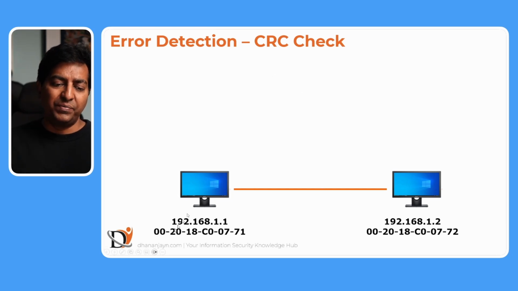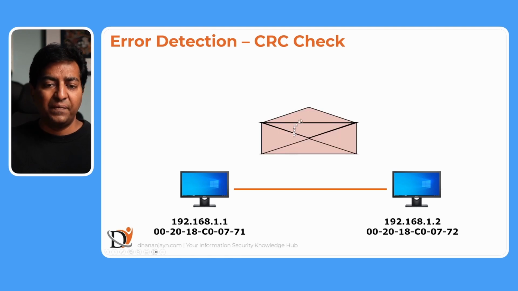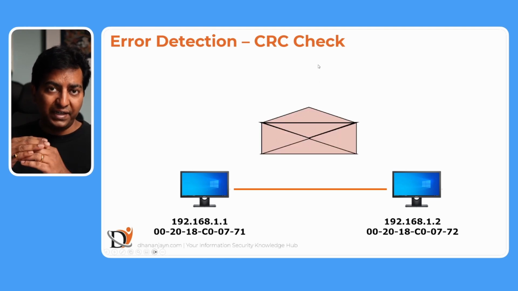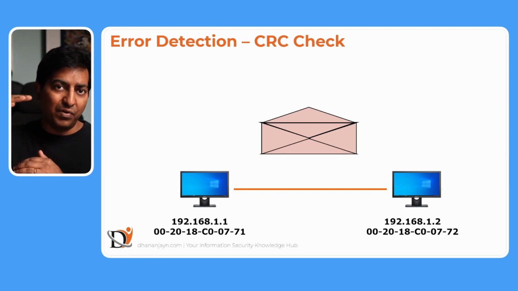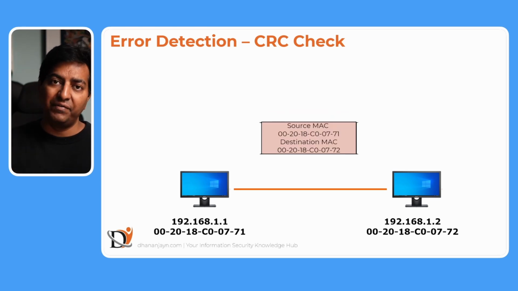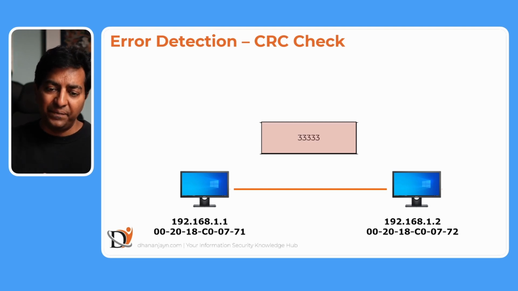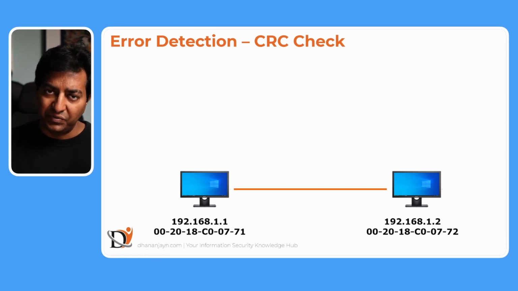So consider two computers with an IP address and MAC address associated with them. So I'm sending a message here. Earlier to the data link layer, the data was at the network layer. Now data at the network layer was in the form of a packet. So that packet will now be converted to a frame. Source MAC address and destination MAC address are now attached at this layer. A cyclic redundancy check will be done on the data. There will be a checksum value. Consider 33333, and now it is sent across to the destination computer.